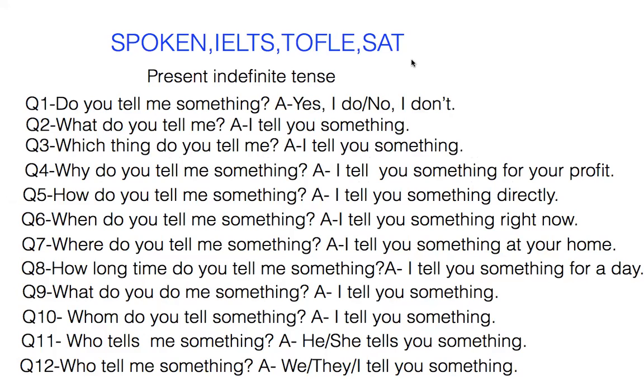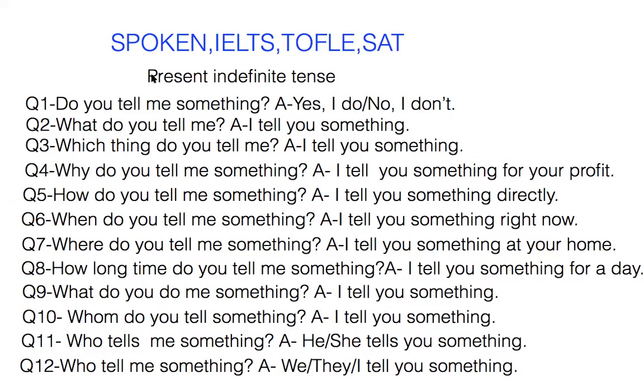Today, I'm going to discuss the spoken IELTS TOEFL set. It's a very important topic of present time. You know this. This is needed by everyone. If you want to go abroad, if you want to do something better in the world, then you need these tests.